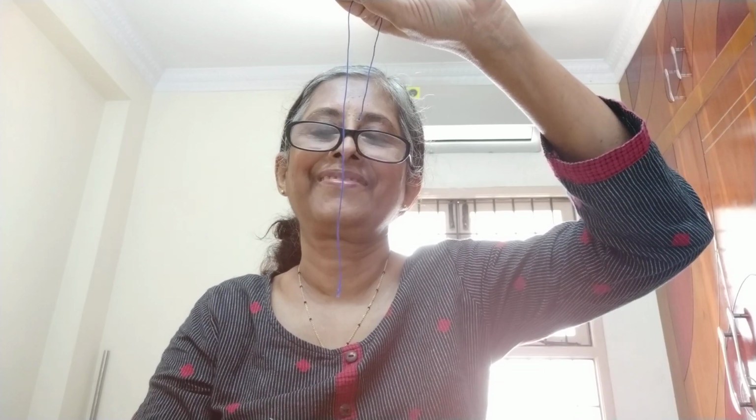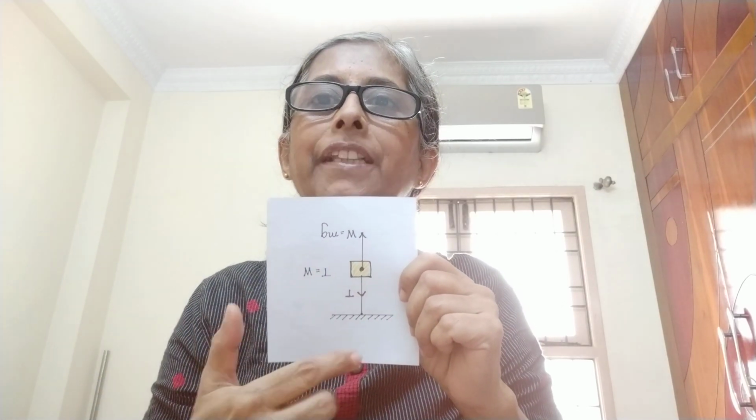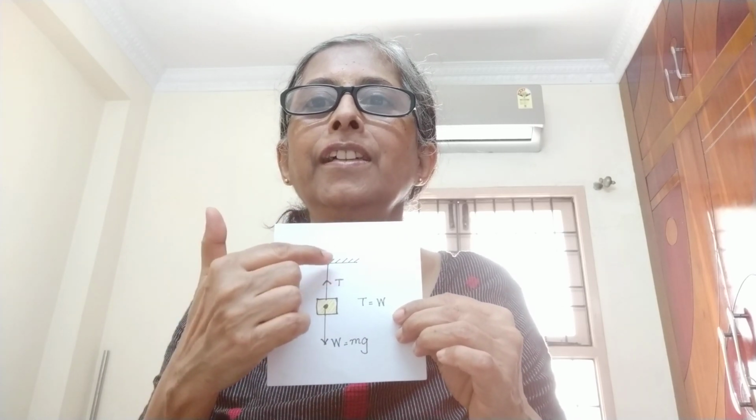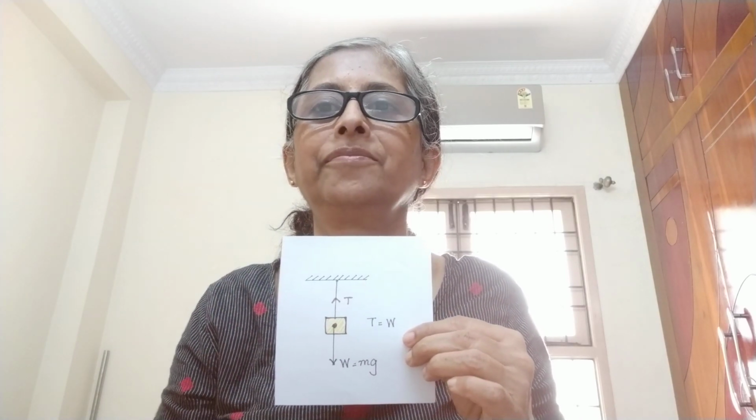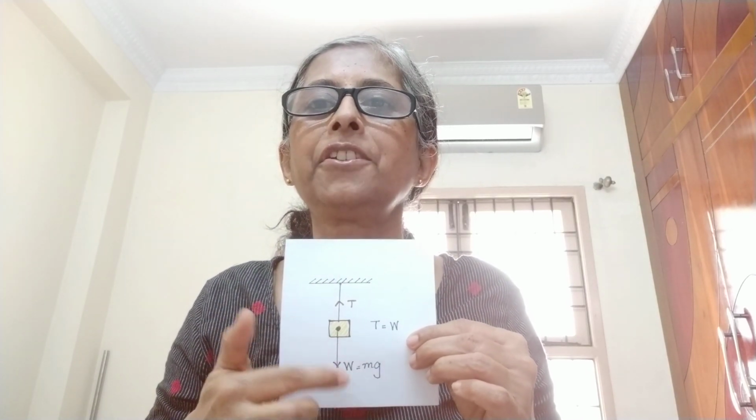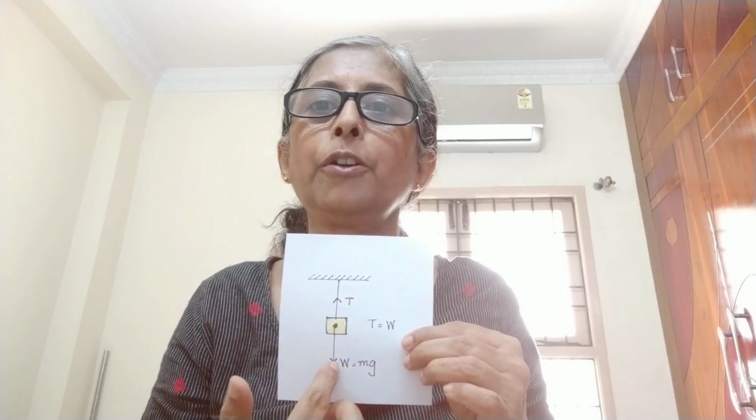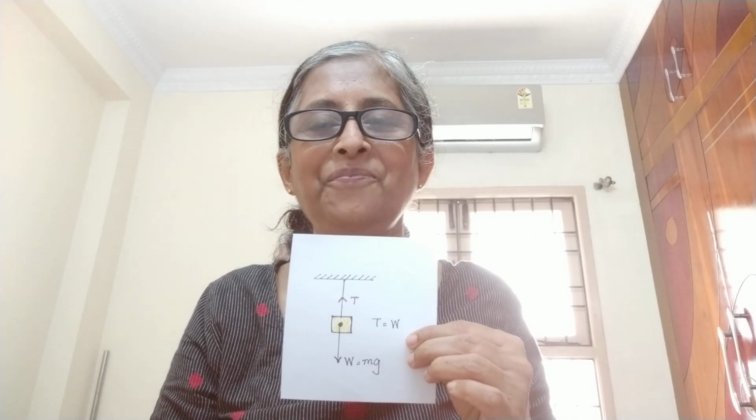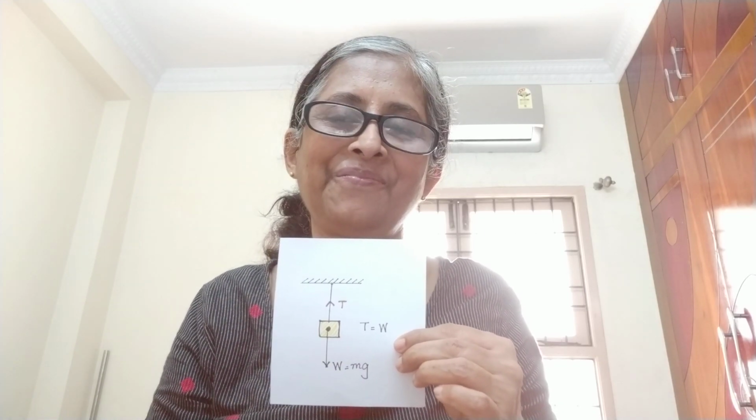Is that clear? Now if you use a free body diagram to represent tension, you can show it like this. Here you can see a rigid support, and using a string you are actually suspending an object. The weight is acting in the downward direction, tension in the upward direction, and tension is equal to the weight of the object, which is equal to mg. So tension is always marked on the string in the upward direction. Is it clear?